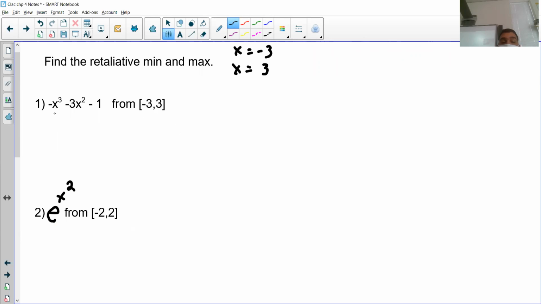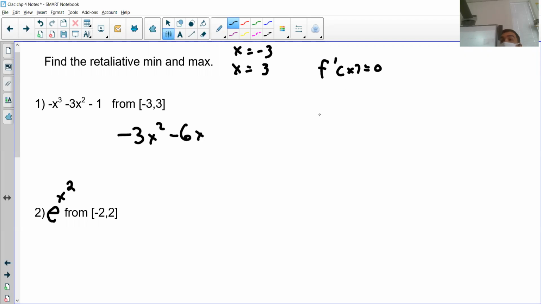All right, so first one, this is f of x. We're going to test where f prime of x equals 0, so what we're going to do is derive this equation. Somebody wants to give me the derivative of this equation? Go ahead, Jeff. Negative 3x squared minus 6x. Good, that's it. You're right.